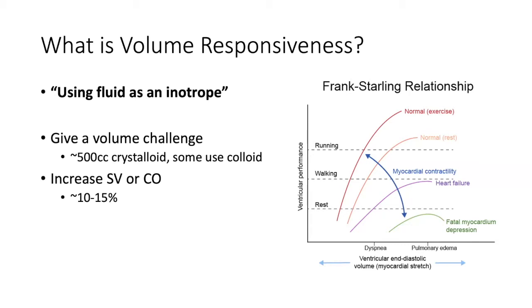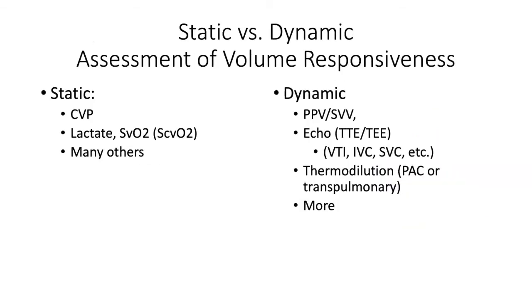So when we talk about ways to assess volume responsiveness, there are static and dynamic variables. There are really too many to go over in a single talk, but this will be the meat of the talk. We'll go through some static variables, what they mean, are they even useful, frankly, and then some dynamic variables, focusing really on the EV1000 and Vigileo that we use here, the strengths and limitations, and then we'll talk a little bit about echo at the end of the talk.